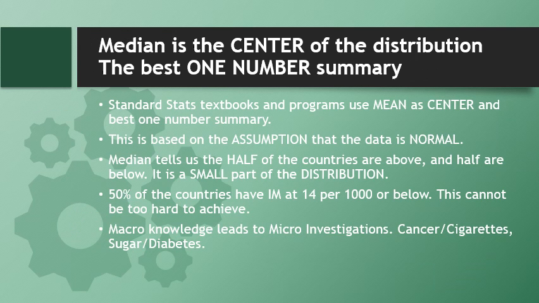On a comparative note, we will always use the median as the center of a distribution. This is the best one number summary of the distribution. Standard stats texts use the mean as the best one number summary. This is true if the data is normally distributed, but most data in fact is not normally distributed. The mean does not have any natural interpretation, but the median does. It tells us, if you know the median, that half the countries are below and half of the countries are above.